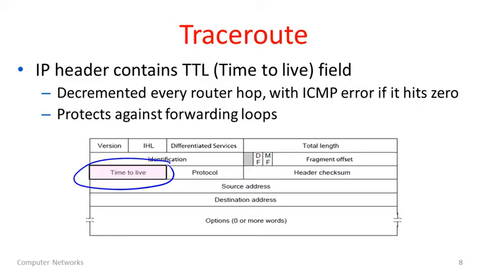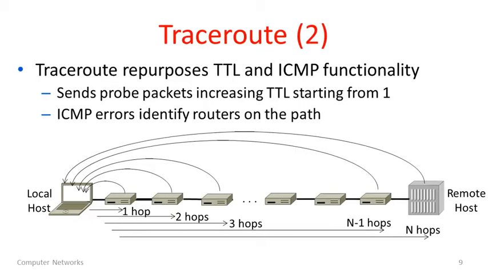The purpose of this time to live field is to protect against forwarding loops. Imagine that the network forwarding tables were somehow messed up and they had a loop in them. Well, if you sent packets, they could get caught in this loop and go round and round and round amazingly fast and clog up the network. So the time to live field is important for robustness. It throws away packets if they're caught in a routing loop. Traceroute very cleverly repurposes this time to live functionality as well as the ICMP error message functionality.